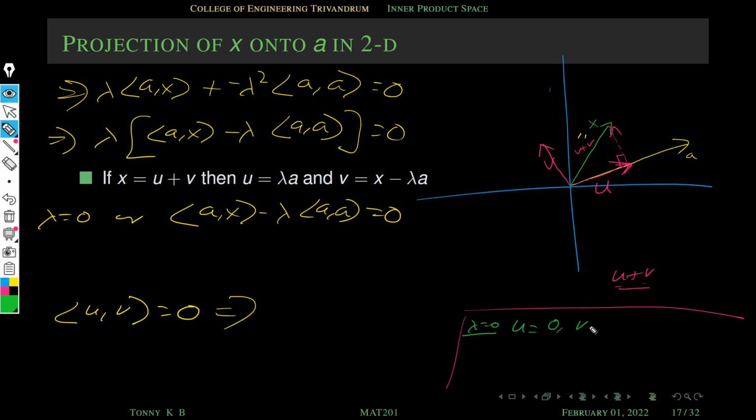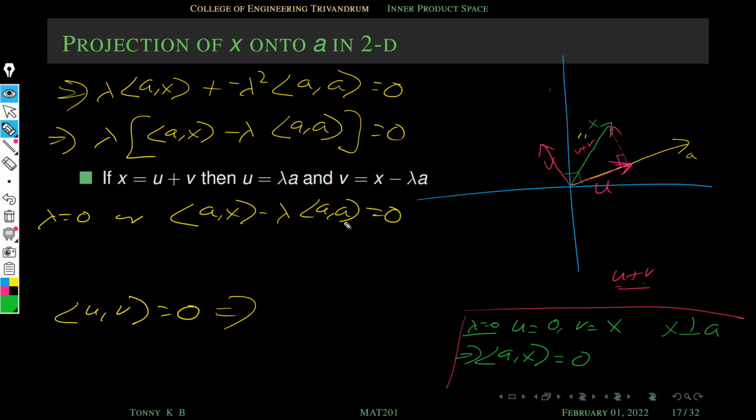If lambda equals 0, then u equals 0. And what about v? When lambda equals 0, v equals x. Then what is the meaning? v equals x means x is in this direction. That means they are perpendicular. So u and v are perpendicular. This means x and a are perpendicular, since now v equals x. So x is orthogonal to a. x orthogonal to a means the inner product of a and x is equal to 0. So lambda equals 0 implies inner product of a and x equals 0.